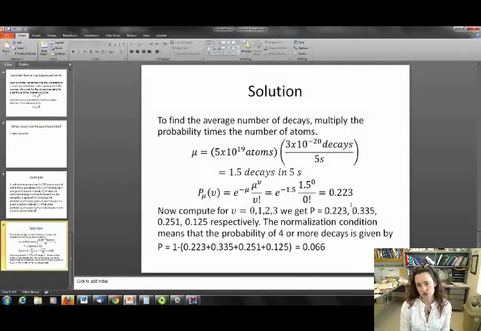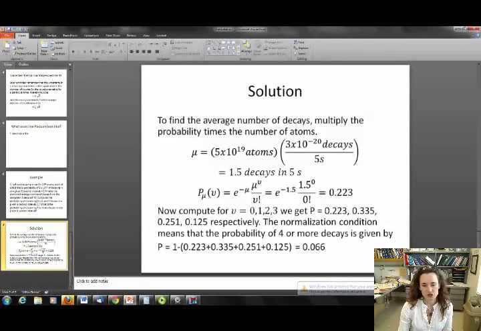If you do it also for 1, 2, and 3, I haven't bothered to show it because it's the exact same idea, it's just plug and chug. I've listed out what those probabilities are. So 0.223, 0.335, 0.251, and 0.125 for nu equal to 0, 1, 2, and 3 respectively. Okay, so that's part B.